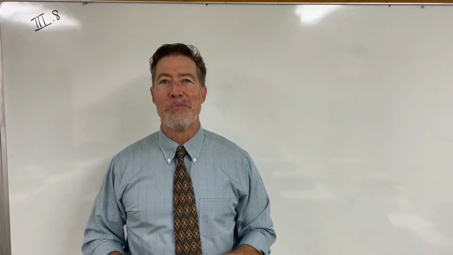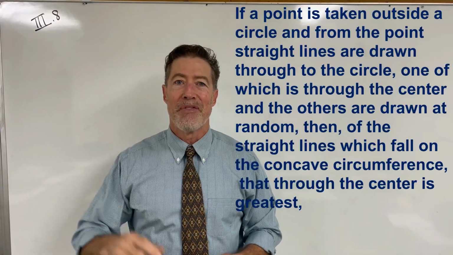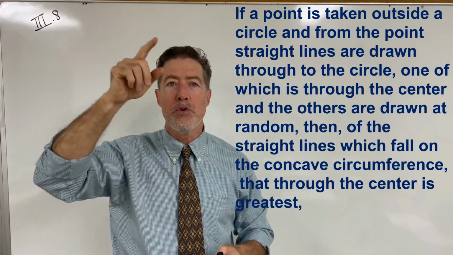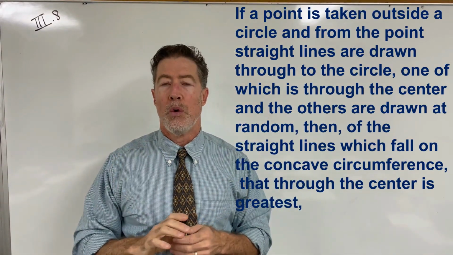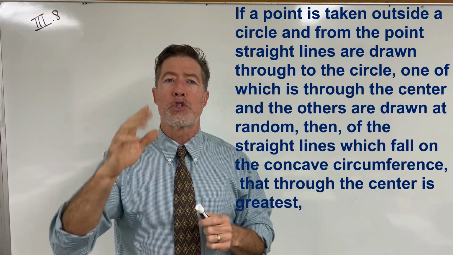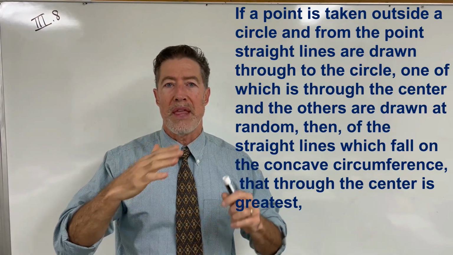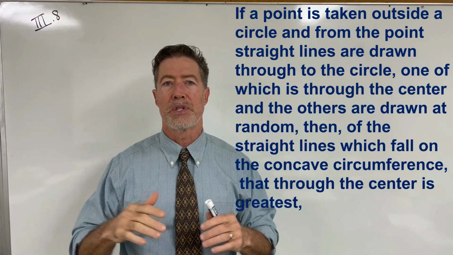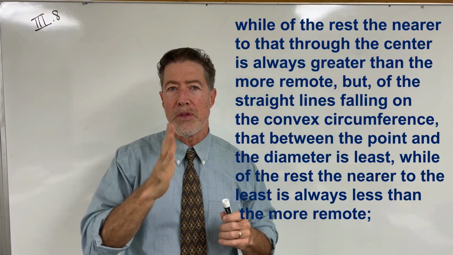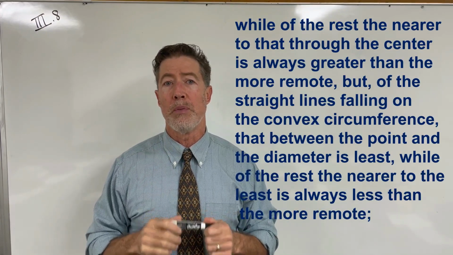Euclid's Elements, Book 3, Prop 8. If a point be taken outside a circle and from the point straight lines be drawn through to the circle, one of which is through the center and the others be drawn at random, then of the straight lines that are drawn through and that fall on the concave circumference, that through the center is the greatest, while of the rest, the nearer to that through the center is always greater than the more remote.